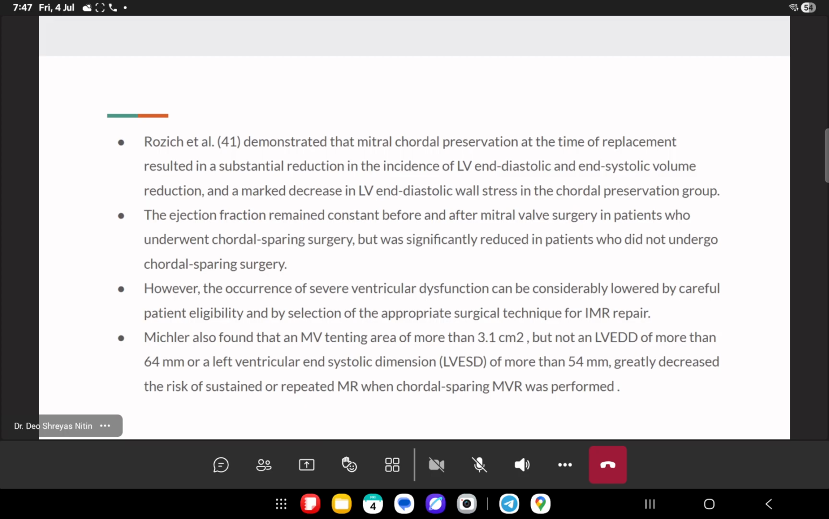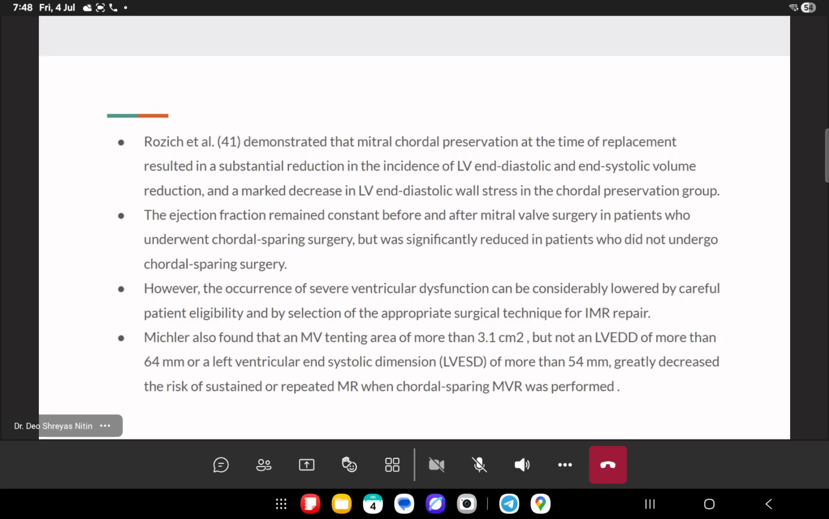Royse et al. demonstrated that mitral chordal preservation at the time of replacement resulted in a substantial reduction in left ventricular end-diastolic and end-systolic volume and a marked decrease in LV end-diastolic wall stress in the chordal preservation group. The ejection fraction remained constant after mitral valve surgery in patients who underwent chordal-sparing surgery, but was significantly reduced in patients who did not.